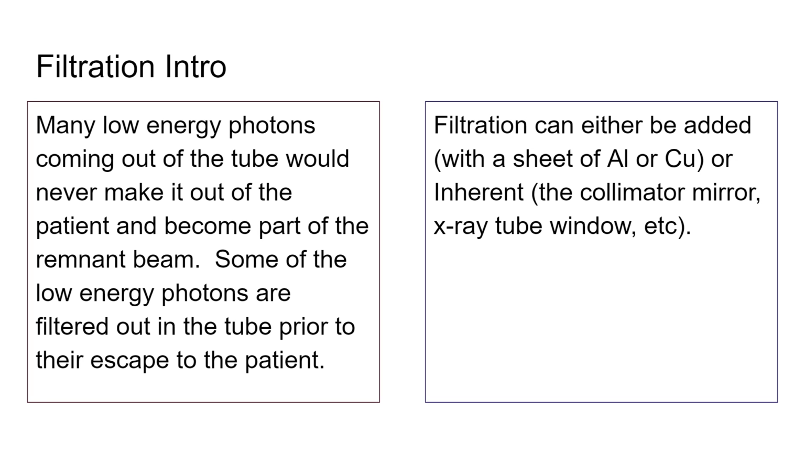Why 2.5? Because if you go much higher, you start to kill the good photons, right? I mean, you don't want to stop them all.